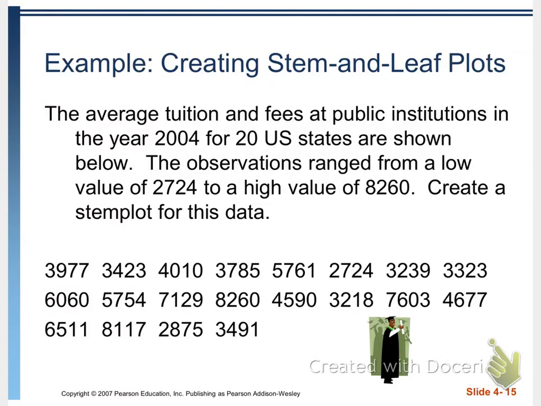It says the average tuition and fees at public institutions in the year 2004 for 20 U.S. states are shown below. The observations ranged from a low of 2,724 to a high value of 8,260. Create a stem and leaf plot.